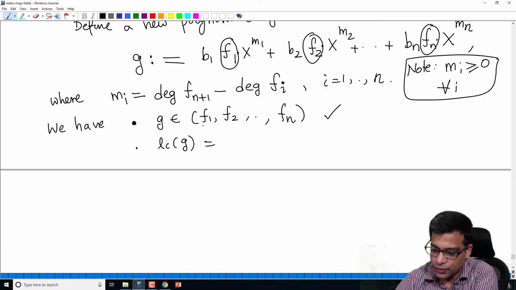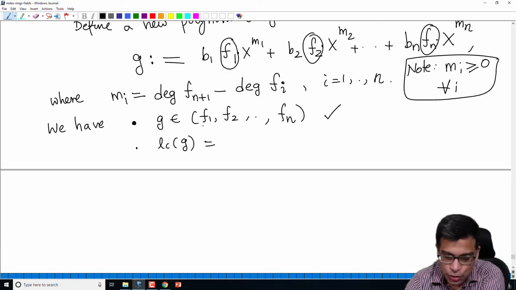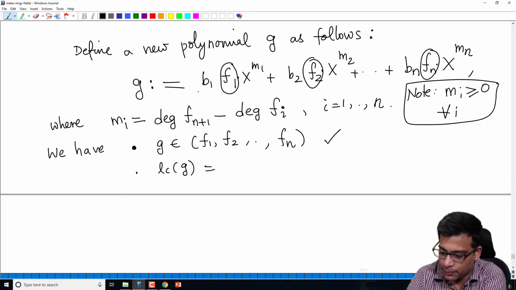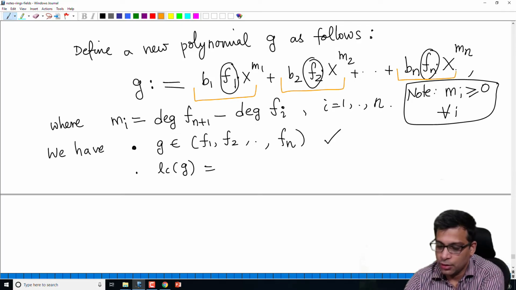What are the degrees of these terms? Whatever is the leading coefficient of f1, I am going to separately look at each term that appears in G. So let's look at this term, this term, this term separately.